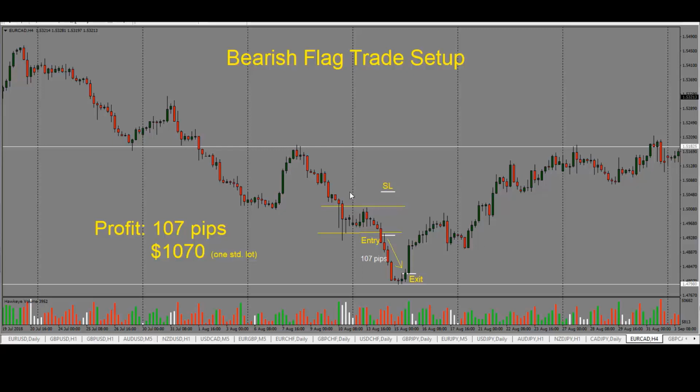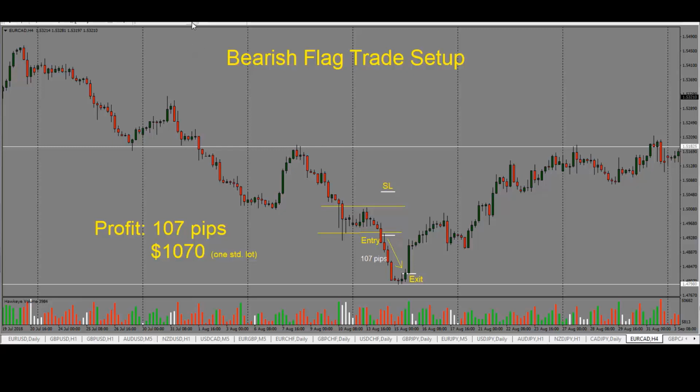So just to recap, first we are looking for a move to the downside, and we have to identify a flag formation. This sideways consolidation here is our flag pattern. If you see this kind of consolidation following a move to the downside, that's called a bearish flag. And now we have to wait for price to come out of this consolidation and give us a solid candle close to the downside.